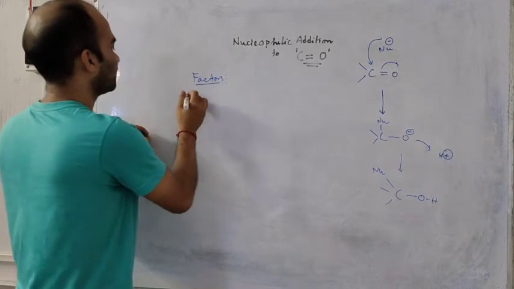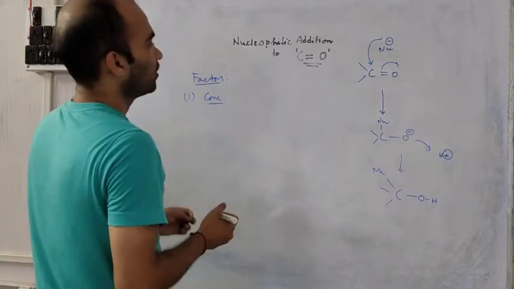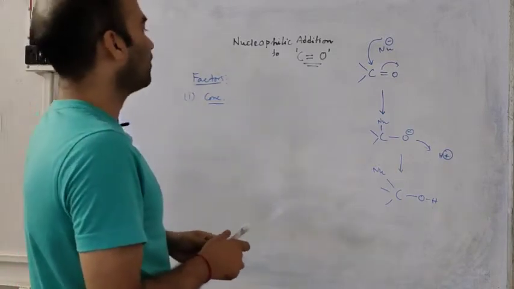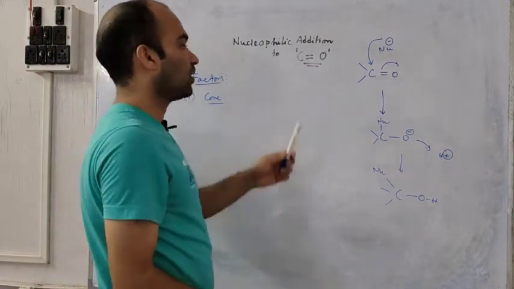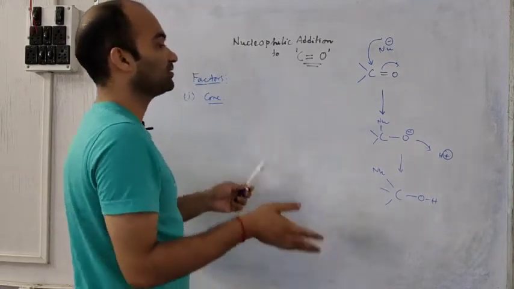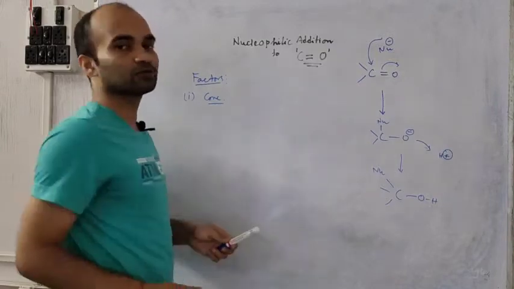Factors influencing the reaction. Number 1, concentration. If the concentration of the carbonyl compound, that means the substrate, or the nucleophile or both increases, then the rate of the reaction also increases.